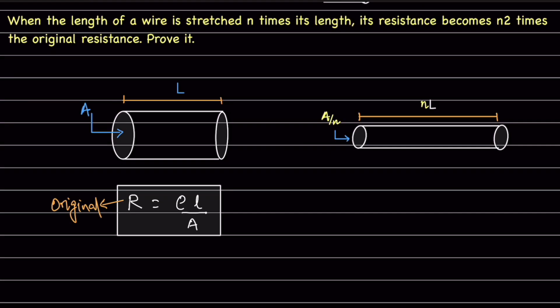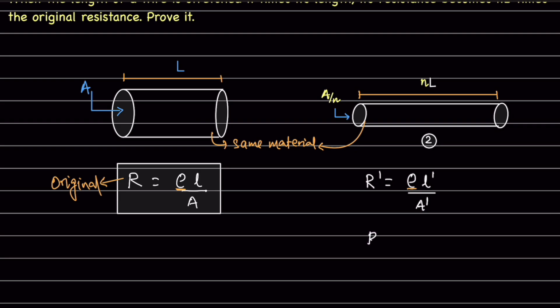Now if we have to find the resistance of this second figure, we can represent it as R dash. R dash is equal to rho L dash by A dash. Here in this case, rho is the same for both cases because we are using the same material. Both have the same material, so resistance is changing but resistivity remains the same. Now R dash is equal to rho, length will become n into L and area is A by n. It can be written as n square into rho L by A.